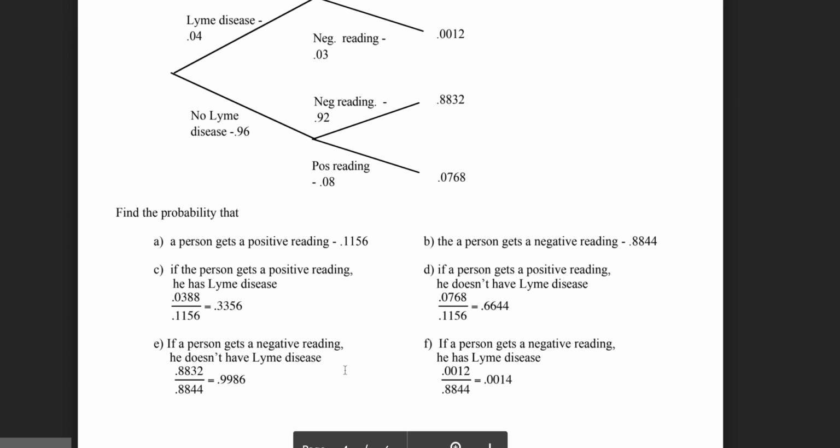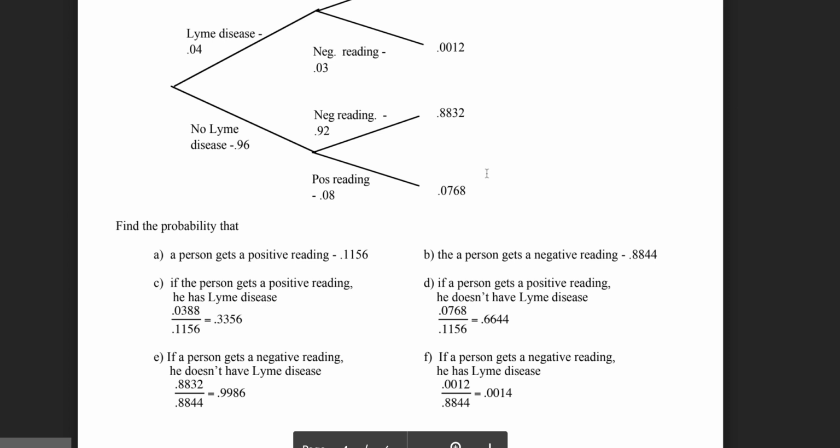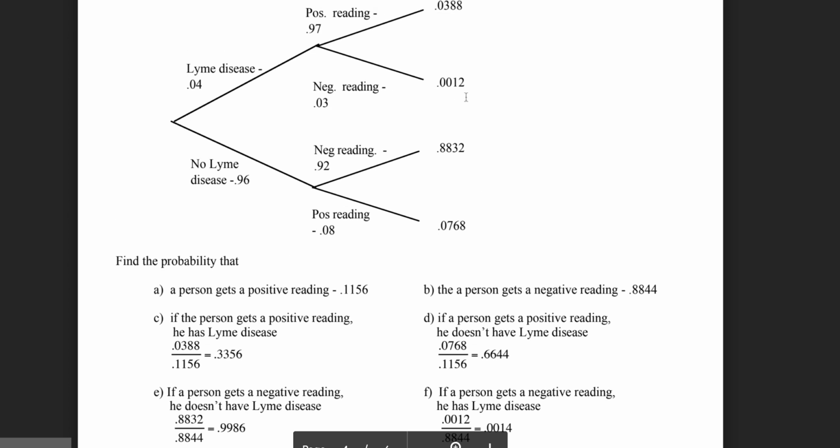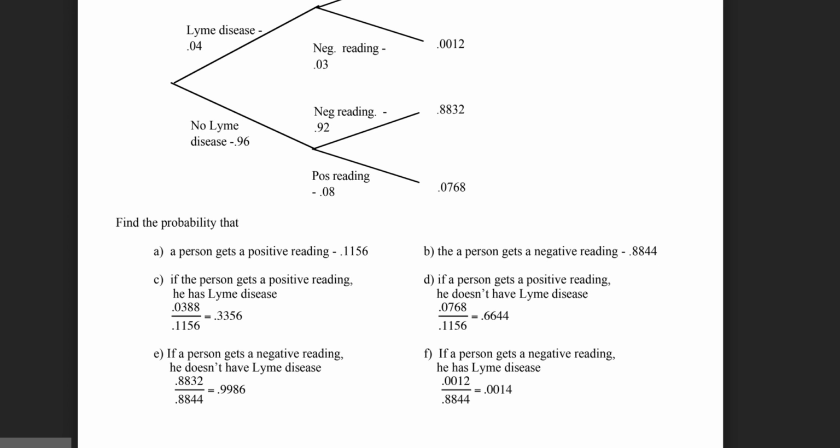So now this one says, okay, you get a negative reading, right? You get a negative reading. So negative reading, negative reading. And we know that's an 88.4% chance, right? 88.4. Okay, so that's on the bottom here.